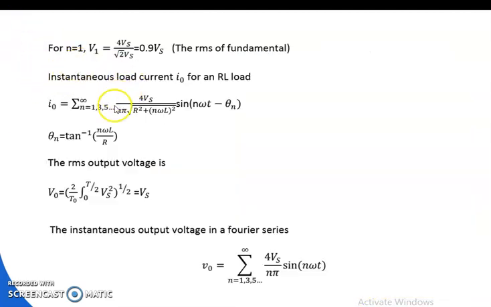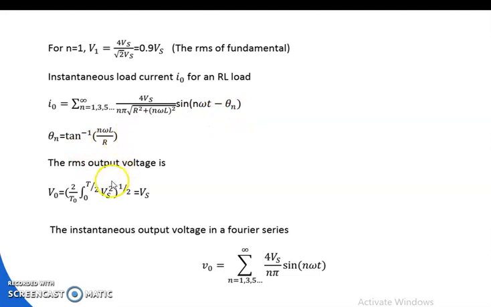For n equal to 1, V1 is equal to 4 Vs by root 2, that is equal to 0.9 Vs. The instantaneous load current I0 for an RL load is I0 equal to the summation for n equal to 1, 3, 5 to infinity of 4 Vs by n pi times the square root of R squared plus (n omega L) squared, times sin(n omega t minus theta n). Theta n is equal to tan inverse of n omega L by R.